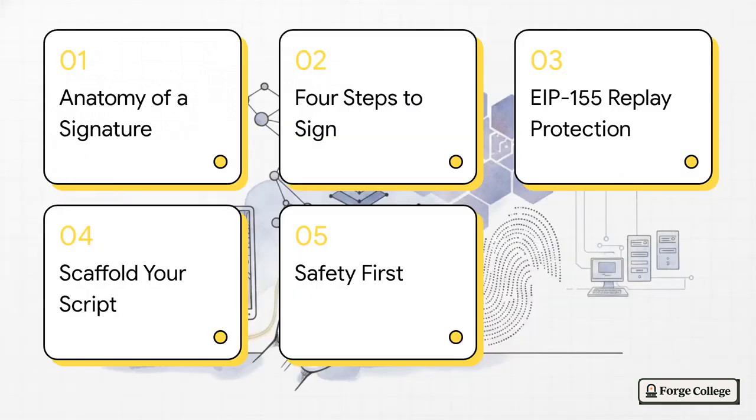Okay, let's just quickly glance at today's blueprint. We've got 5 parts. 1. Anatomy of a signature. 2. 4 steps to sign. 3. EIP 155 replay protection. 4. Scaffold your script. And 5. Safety first. Let's get into it.